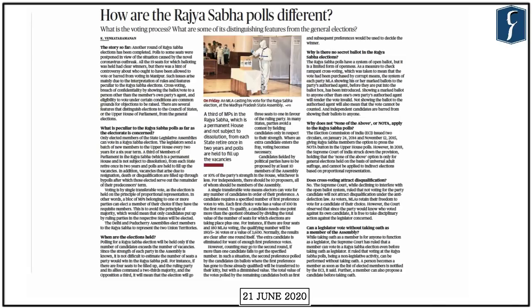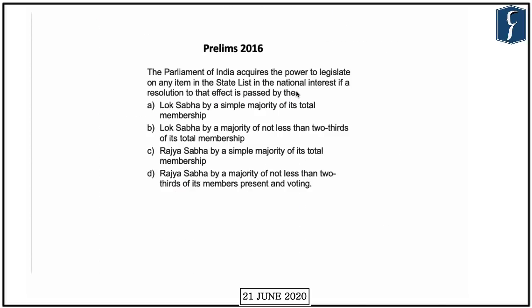For example, in the 2016 prelims examination, the question was asked: the Parliament of India acquires the power to legislate on any item in the state list in the national interest if a resolution to that effect is passed by. And obviously the answer is Rajya Sabha by a majority of not less than 2/3 of its members present and voting.